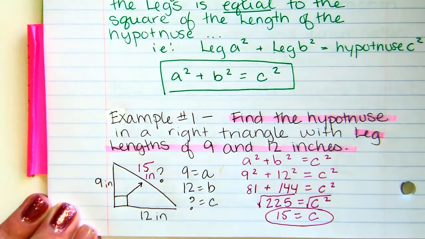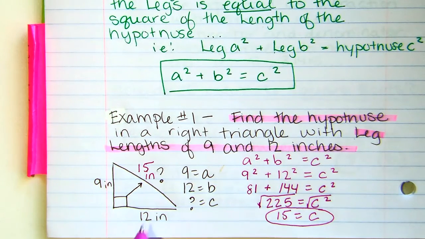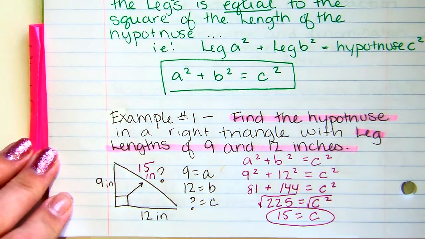Now we need to make sure that we include that inches notation. Because we have 12 inches, we have 9 inches, we're going to include the inches in our final answer. Now sometimes we're not going to be finding the hypotenuse of a right triangle. Sometimes we're going to be finding a leg of a triangle. And that's what our next example covers.